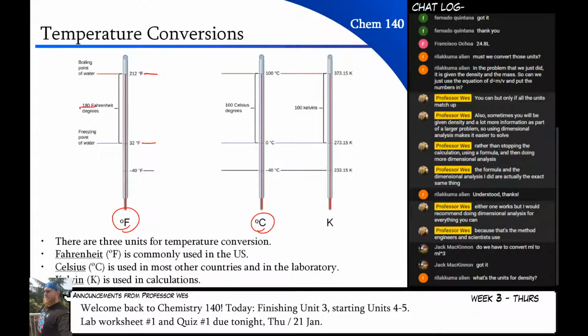Celsius is a little more useful to us because we have set the freezing point of water and the boiling point of water at nice round numbers. Water freezes at 0 and boils at 100. And there are 100 degrees between that.